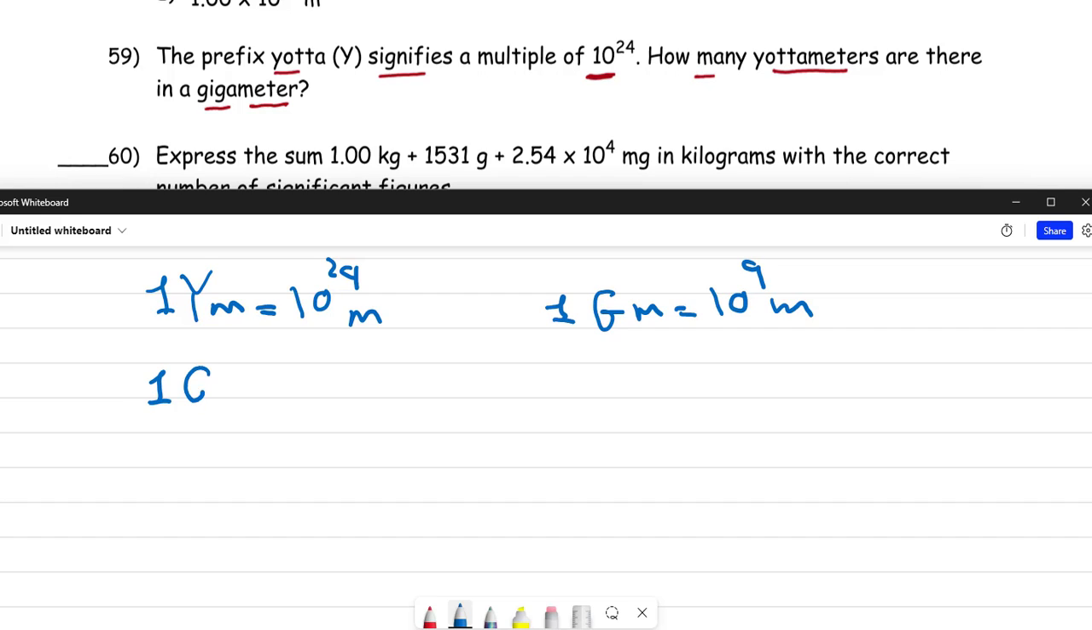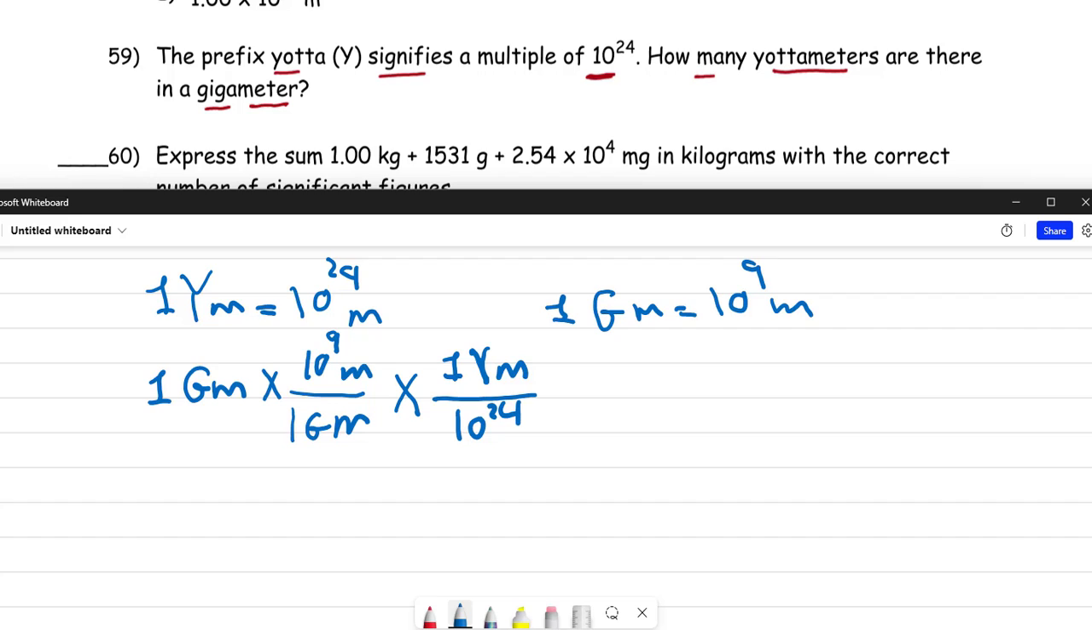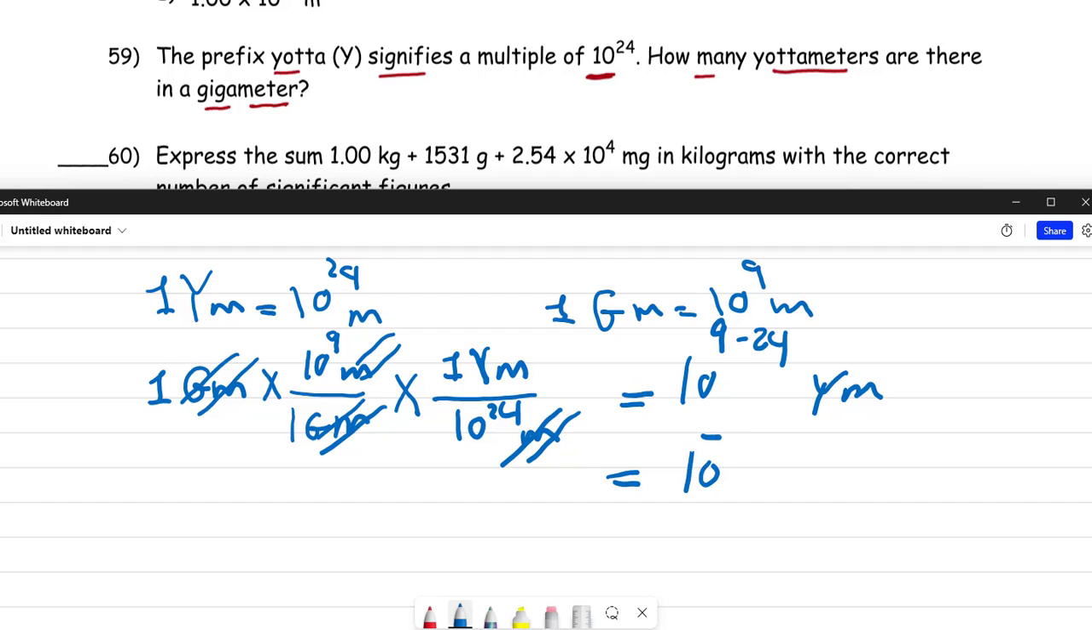So 1 gigameter times, you know, gigameter equals 10 power 9 meter. So 1 gigameter and 10 power 9 meter times, you know that 1 yottameter is 10 power 24 meter. So meter goes with meter and gigameters goes with gigameters. So 10 power 9 minus 24. 10 power 24 goes down with a negative sign. 9 minus 24 is negative 15. Yottameter. This is the right answer. Let's go to the next one.